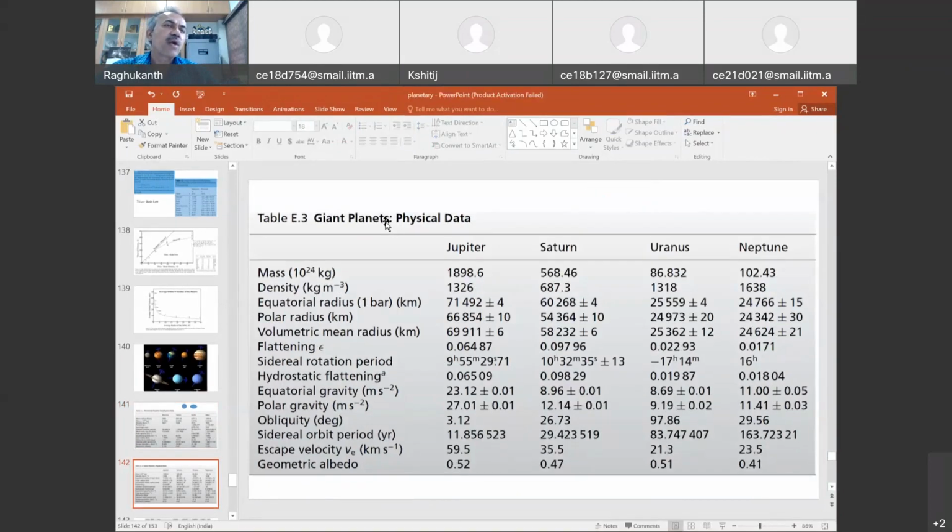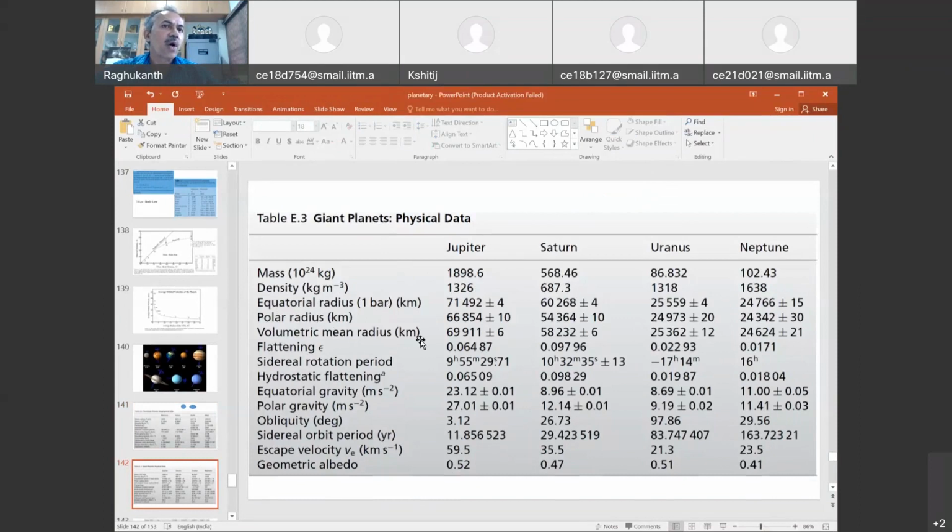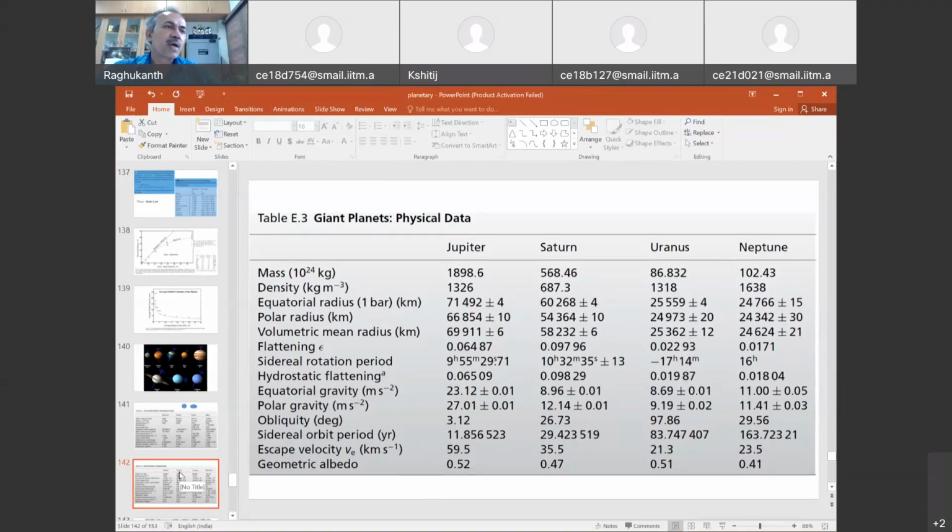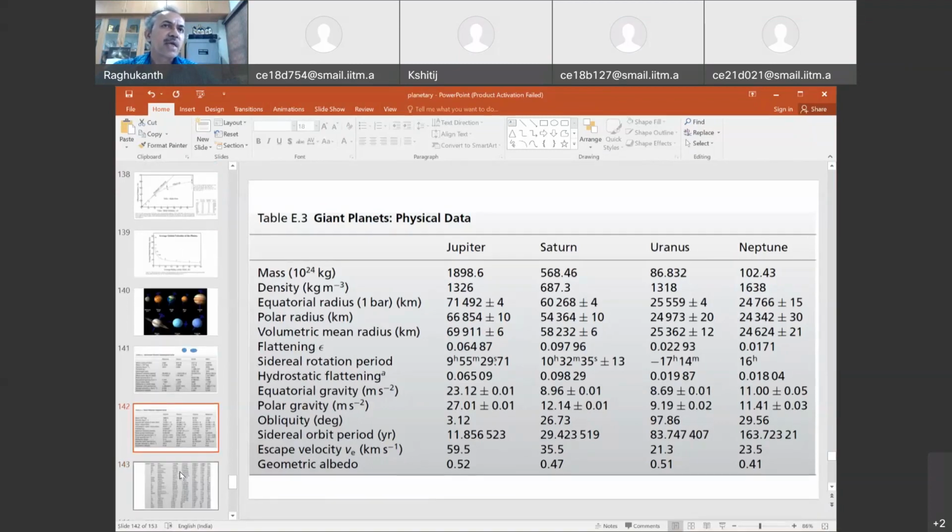Now this is for the giant planets, that's the gas giants and ice giants. Okay, so the masses are known, the density, radius, polar radius, volumetric mean radius, flattening also. So you can see the flattening, how they are, because they are not terrestrial planets. They are all like a gas kind of thing. So all these numbers have been estimated from many telescopic observations as well as from the flybys.